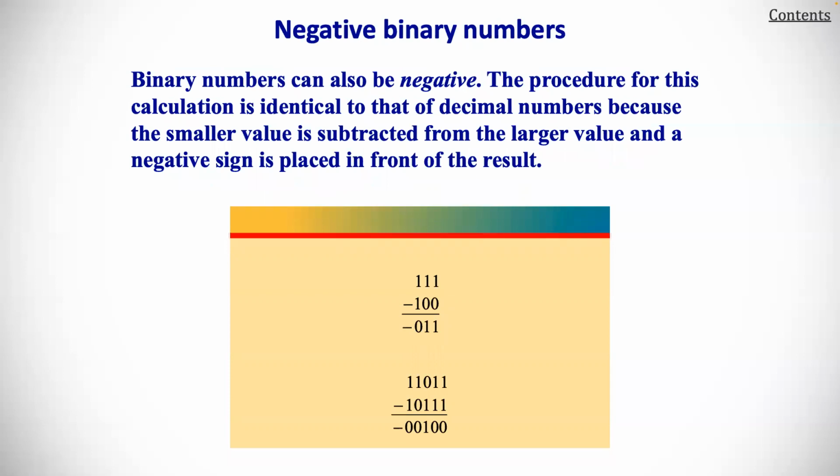Binary numbers can also be negative. The procedure for this calculation is identical to that of decimal numbers because a smaller value is subtracted from the larger value and a negative sign is placed in front of the result.